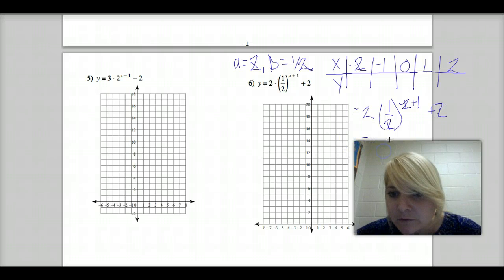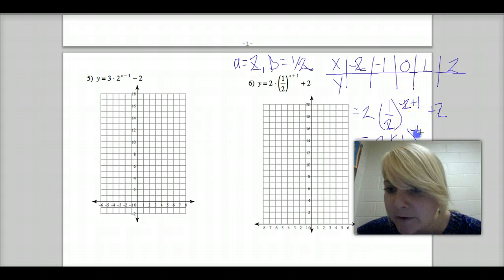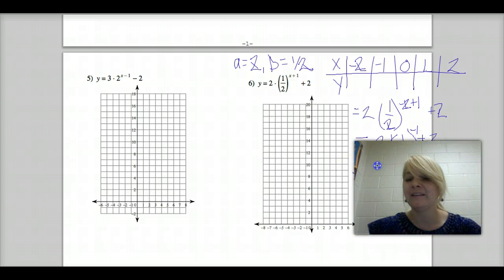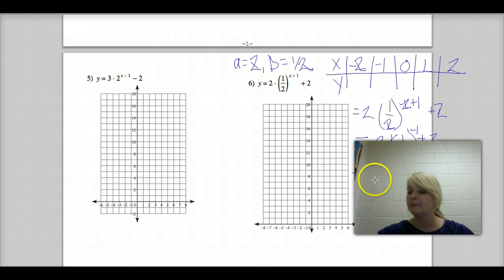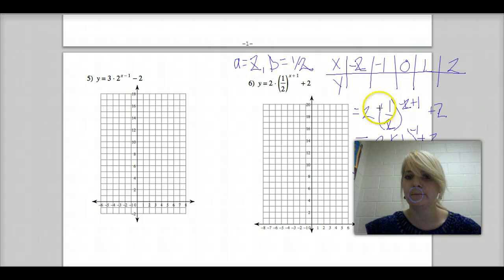which equals 2 times 1/2 raised to the power of -2 plus 1 is -1, plus 2. And with these problems, the biggest key is to make sure you go step by step so that you don't make a mistake. So be cautious with those. 1/2 raised to the power of -1, keep in mind it flips, so that's 2, plus 2. So that equals 4 plus 2, which equals 6. That will be 6.